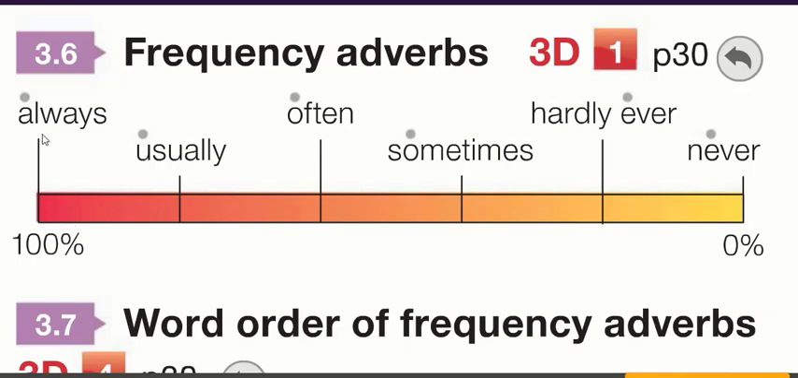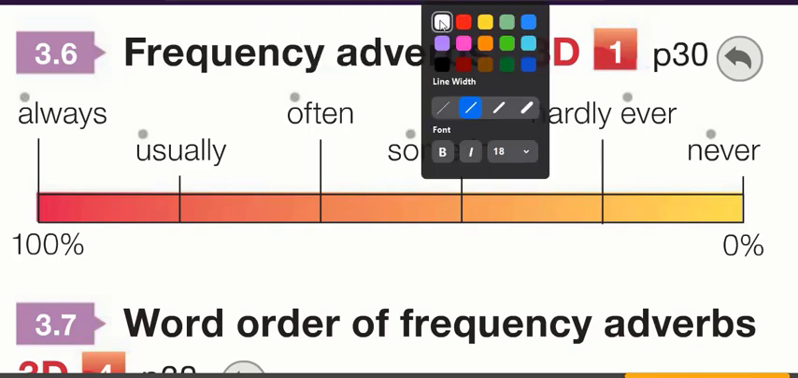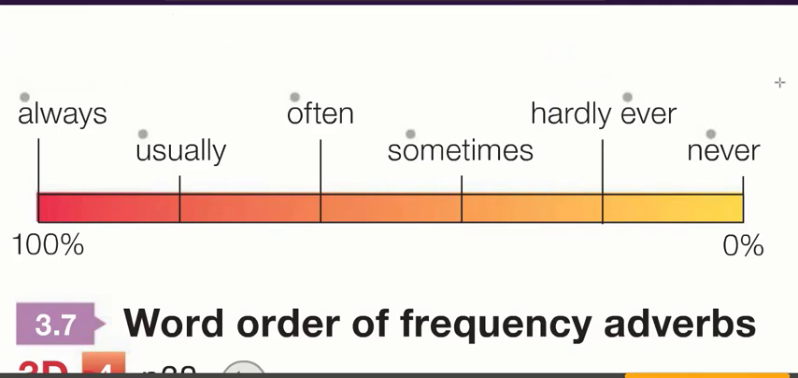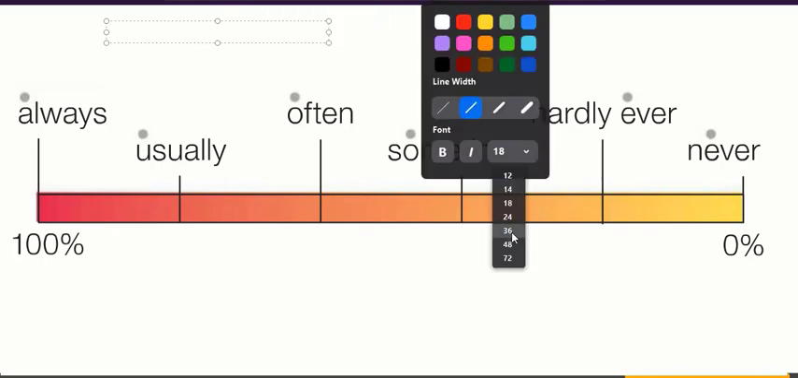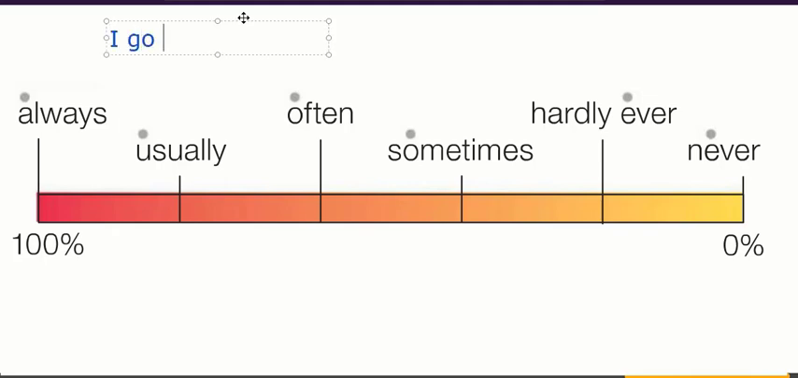Okay, here we have always 100%, after that usually, often, sometimes, hardly ever, never, 0%. For example, if I want to say I go to the gym, so let's write it here. I go to the gym. Okay, so when I say, for example, I always go to the gym.